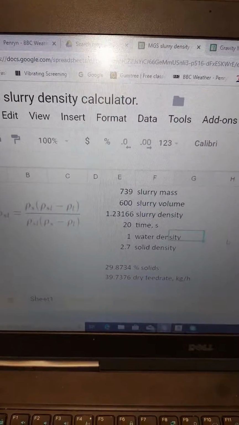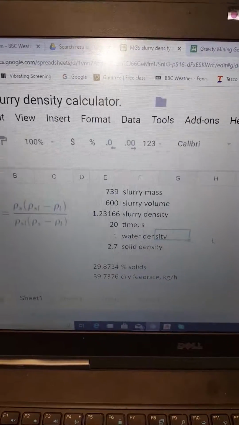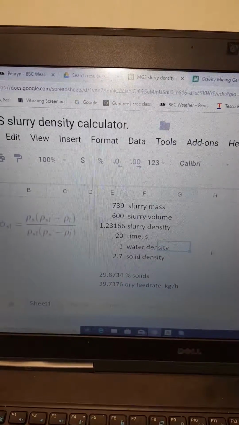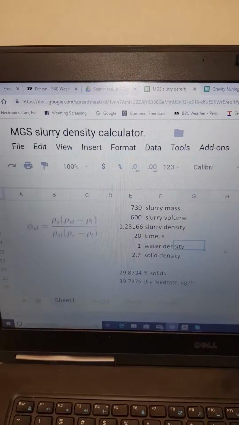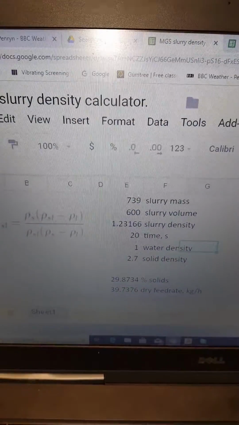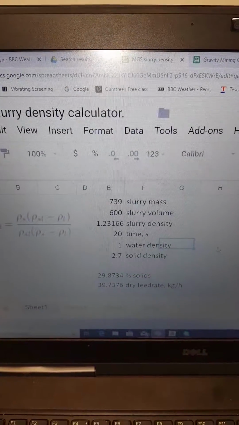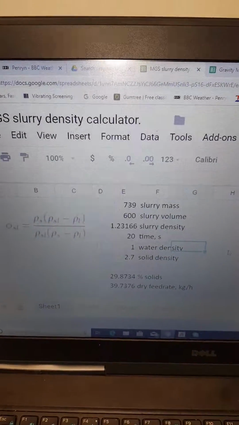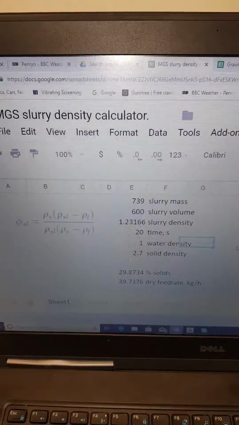We're running very low on solids density on this one, purely because we've got very little sample. We've got less than 10 kilograms, and we're trying to run an MGS test on it. So we need volume in order to get a bit of length to our test. We're actually running at a feed rate of around 40 kilograms per hour dry solids here. Once again, reducing our time, so we get a bit of run time, so we could actually take a sample.